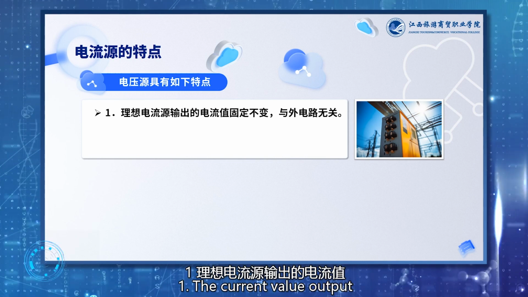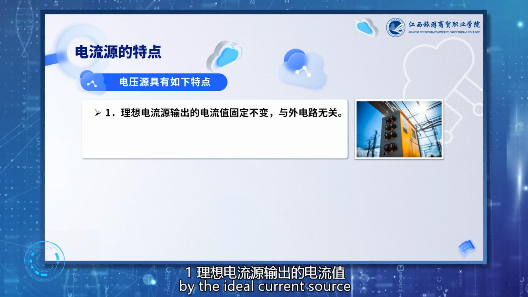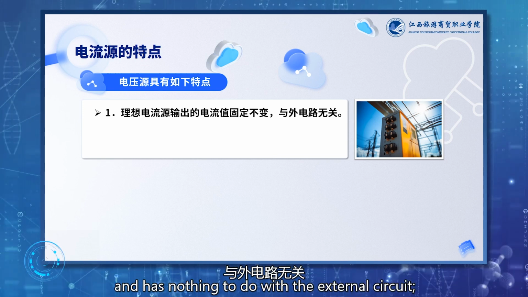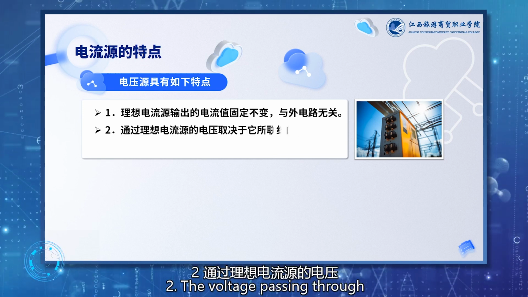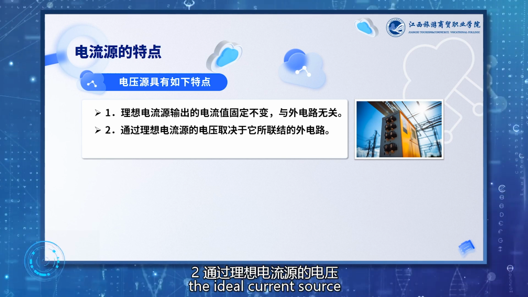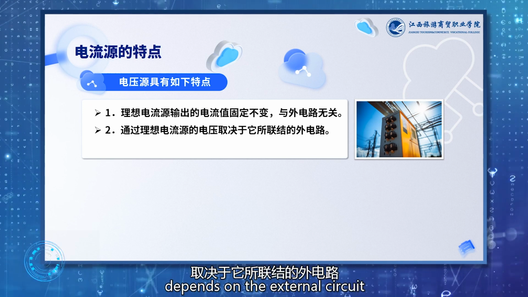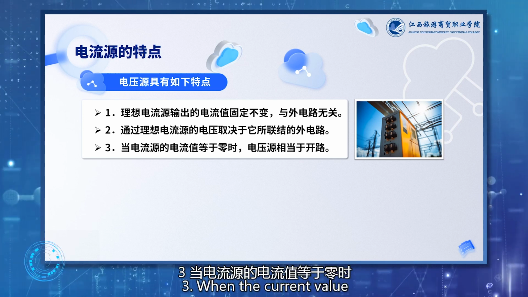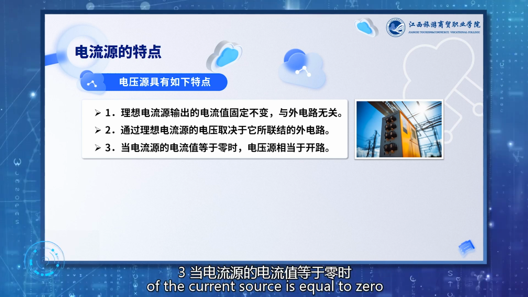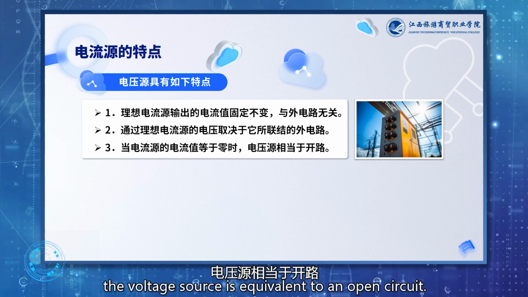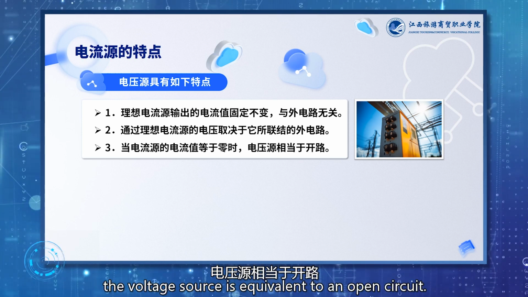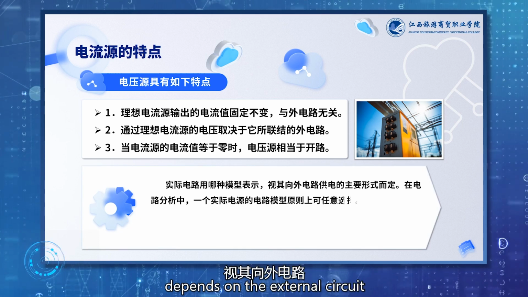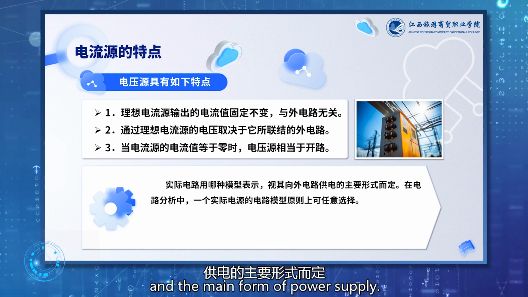1. The current value output by the ideal current source is fixed and has nothing to do with the external circuit. 2. The voltage across the ideal current source depends on the external circuit to which it is connected. 3. When the current value of the current source is equal to 0, the current source is equivalent to an open circuit.